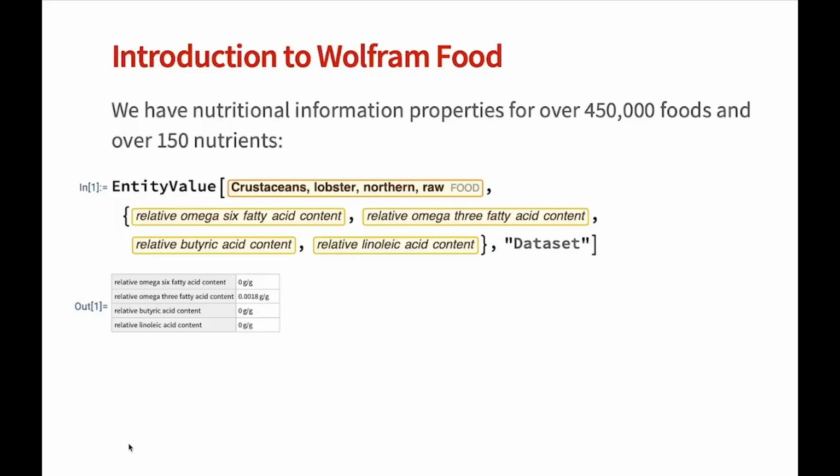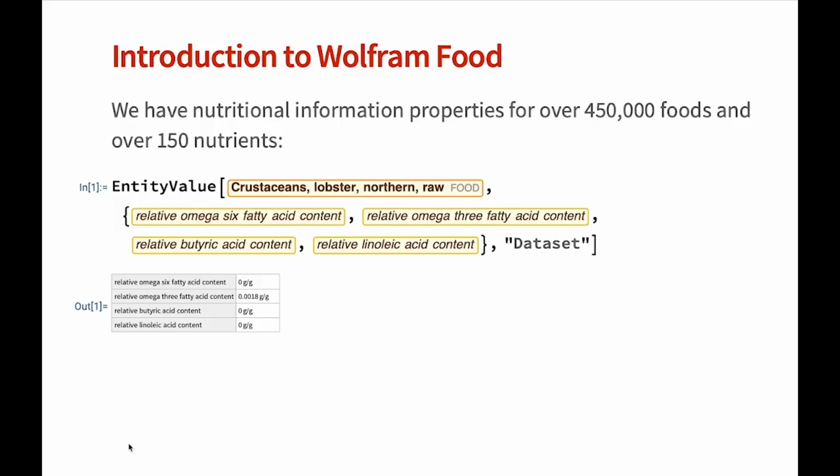Today I'll be walking you through some of the new capabilities that we have for working with food data and Wolfram food through AI and LLMs. So just to give a quick background on how food data works in the Wolfram language, we have close to 500,000 individual food data points in our database, and we hold information about over 150 nutrients for those foods.